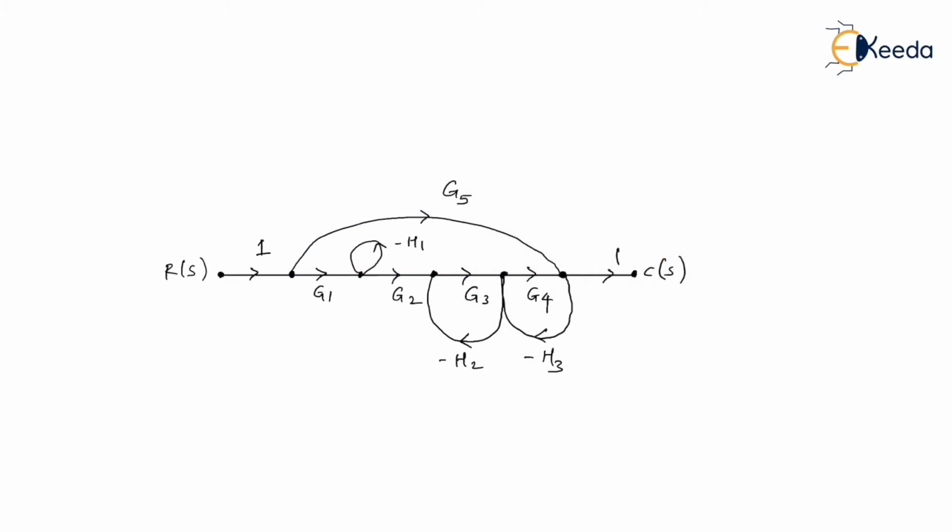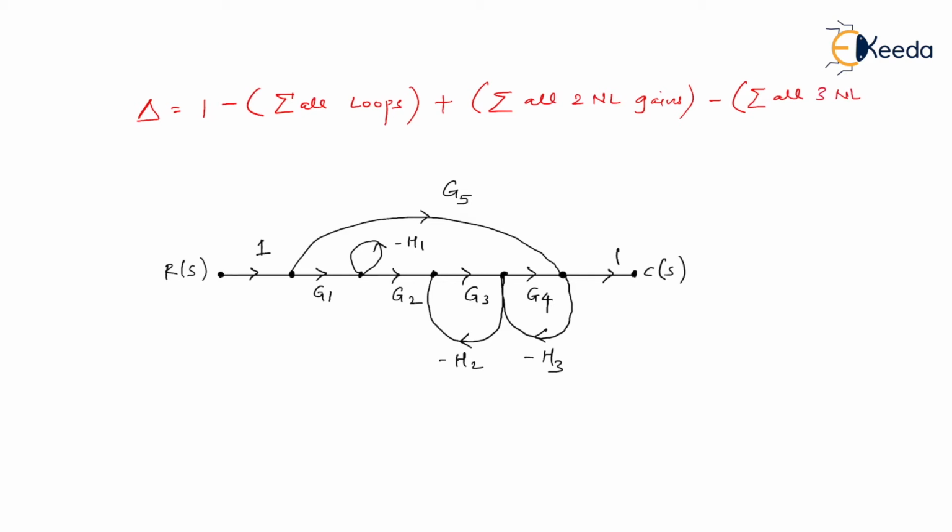The formula for delta says delta is equal to 1, minus the summation of all individual loop gains, plus the summation of all two non-touching loop gains, minus the summation of all three non-touching loop gains, and this formula is never ending, as I said.